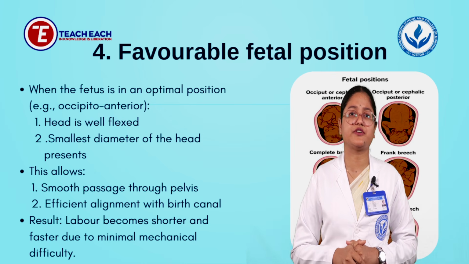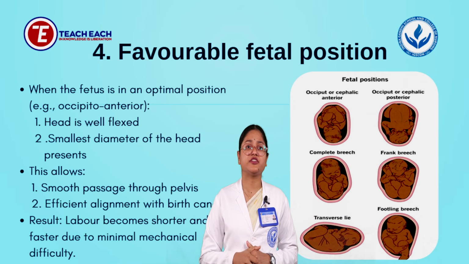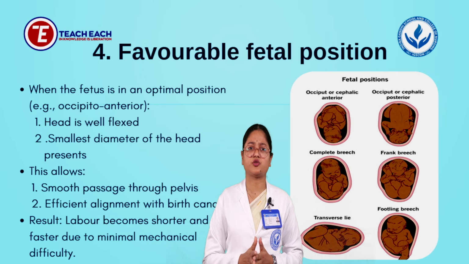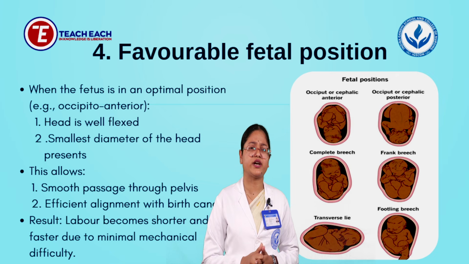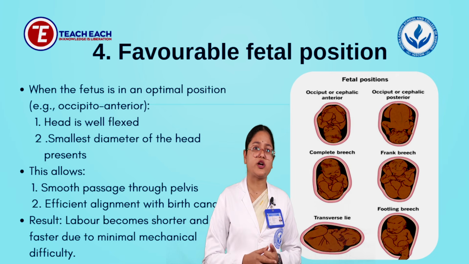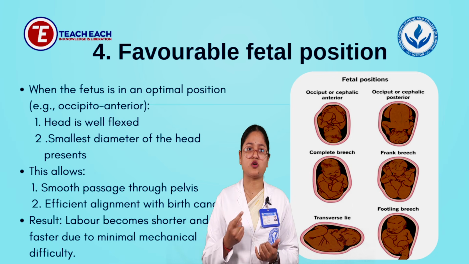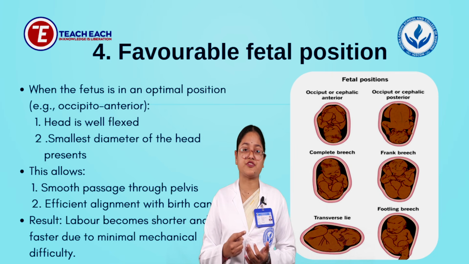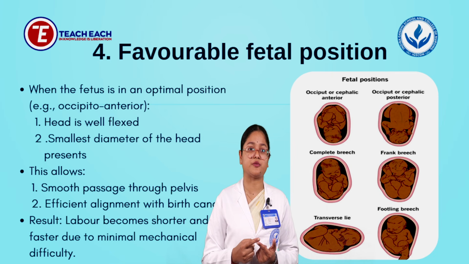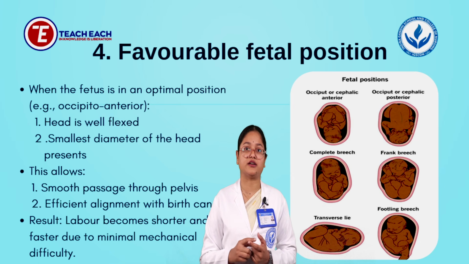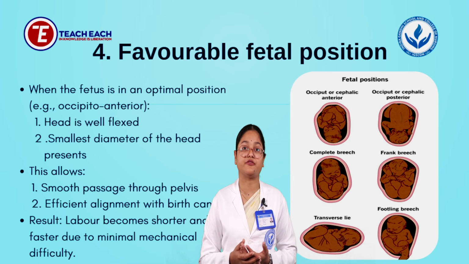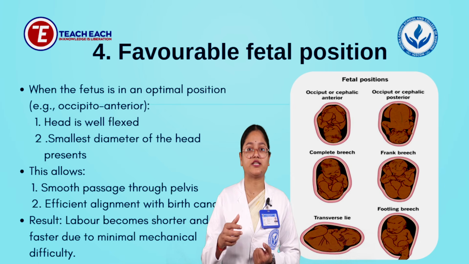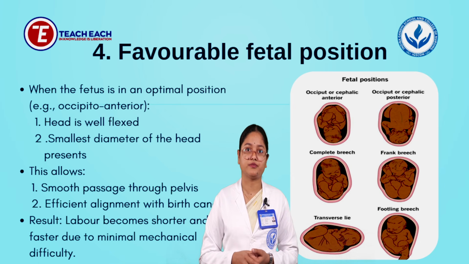Now, the favorable fetal position. When the fetus is in an optimal position, for example occipito-anterior, as we discussed previously, the head is well flexed. The small diameter of the head is presented, that is the occipitobregmatic diameter. This allows the small diameter to pass through the pelvis efficiently along the birth canal, so labor becomes shorter and faster due to minimal mechanical difficulty. All these positions help the delivery go faster, so the baby gets proper spacing to deliver out.